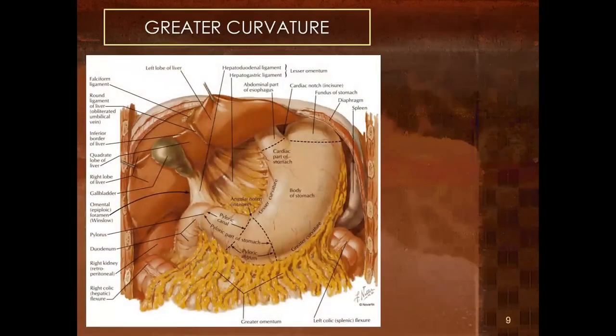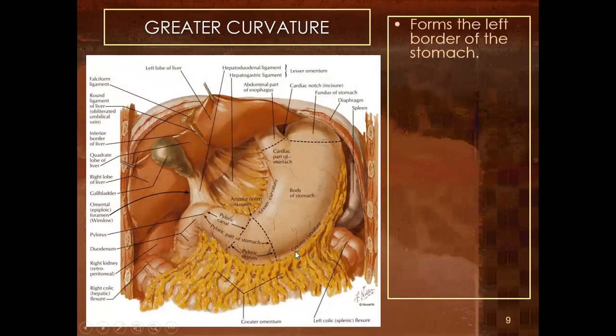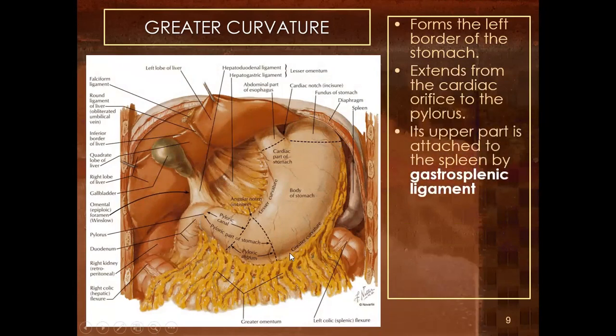Now coming to the greater curvature. We see this is the greater curvature. It forms the left border of the stomach, as we have seen. This is on the left side, so it is called the left border, and it is greater, longer, and curved. That's why it's called the greater curvature. It extends all the way from the cardiac orifice, and it is very long, up to the pylorus. This is the greater curvature.